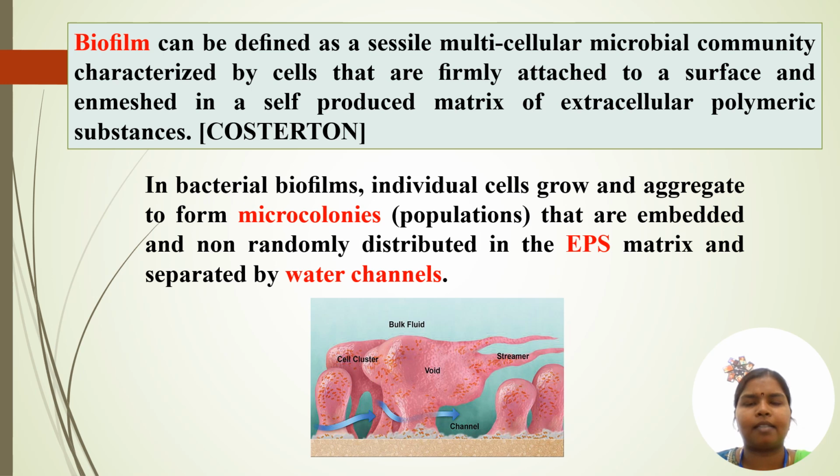Biofilm can be defined as a sessile multicellular microbial community characterized by cells that are firmly attached to a surface and enmeshed in a self-produced matrix of extracellular substance. In bacterial biofilms, individual cells grow and aggregate to form microcolonies. These microcolonies are randomly distributed and held together by means of extracellular polymeric substance. These microcolonies are separated by water channels, and these water channels are considered to be the primitive circulatory system of the entire biofilm community.